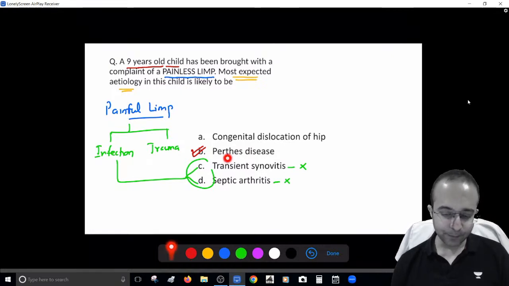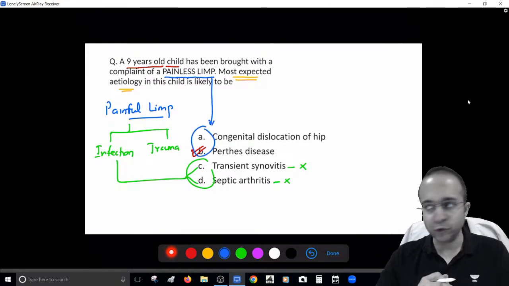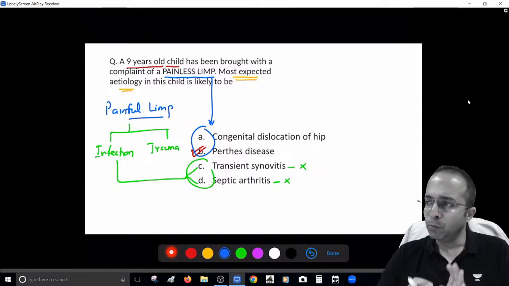So painless limp is possible in either of the two scenarios. So the answer had to be either out of the two. So most of you guys have chosen Perthes disease. But why Perthes disease? What prompted you that it's likely Perthes? Yes. So can I have that particular reason? Like what prompted you that this is more likely a case of Perthes?